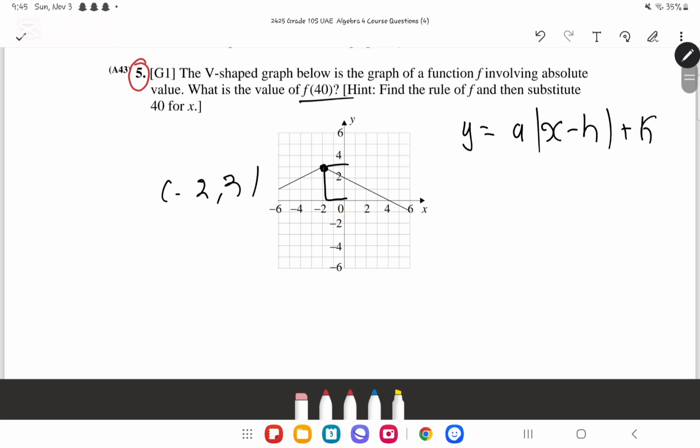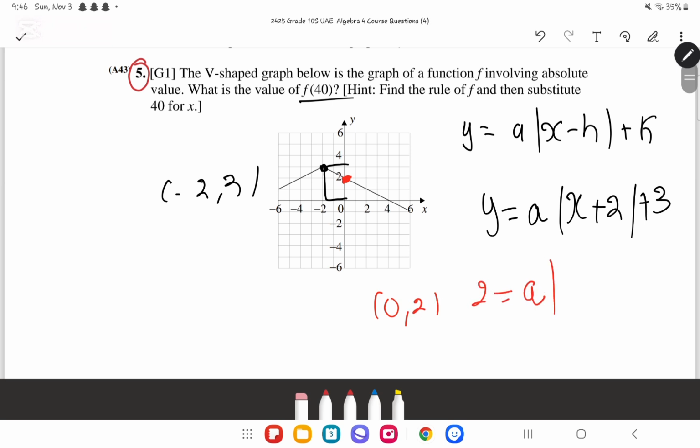Substitute the minus 2 in the h. You are going to get y is equal to a, this is a, not 9, a times the absolute value of x minus minus 2, which makes plus 2. And then k becomes as it is, so plus 3. Now to find a, we are going to choose any random point on our graph. So let's say we chose 0, 2. If we chose 0, 2, we would substitute the 0 in the x and the 2 in the y. So 2 is equal to a times the absolute value of 0 plus 2, plus 3.